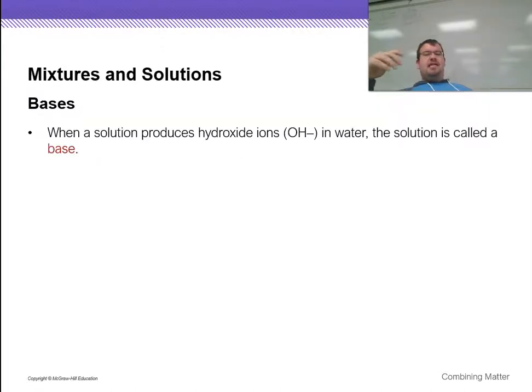Another one of these is bases. A solution that produces hydroxide ions in water is called a base, and that is also where we get the pOH scale. Not as famous as the pH scale, but there is a pOH scale.